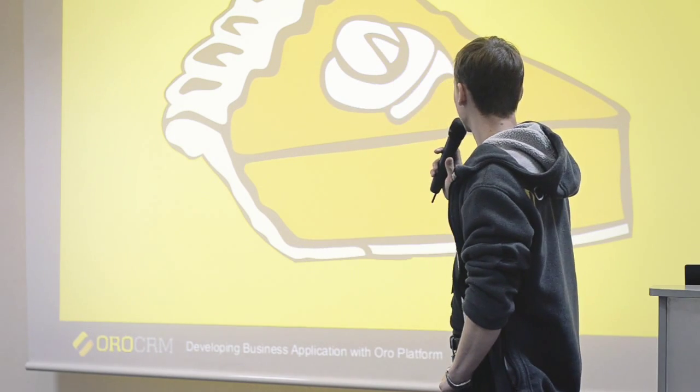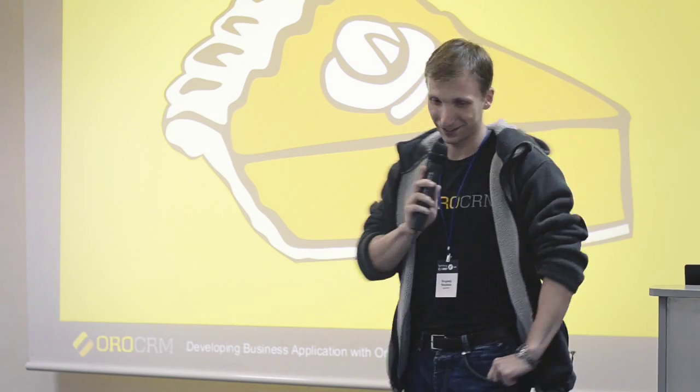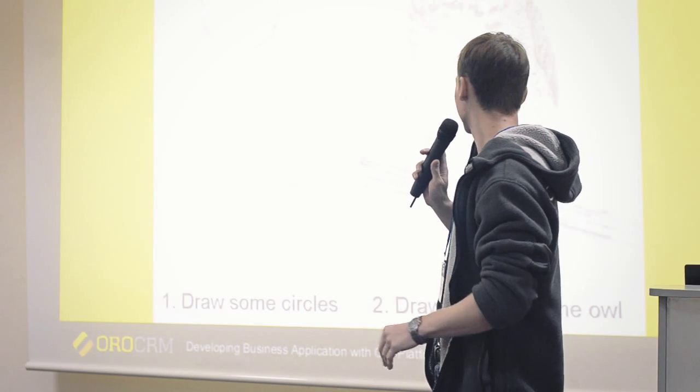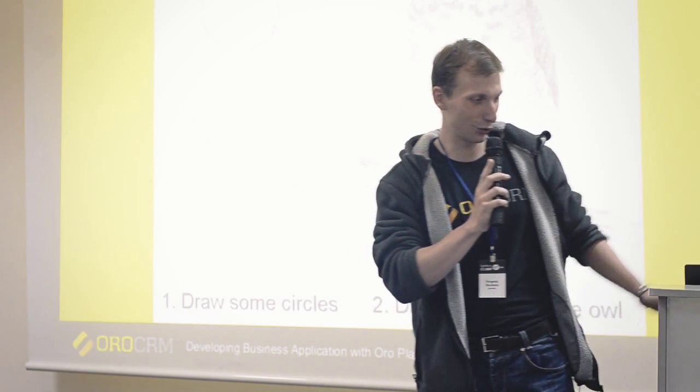The feature that was used last year in Madrid conferences is EasySpy. And I think it might be even easier. As easy as drawing: for the first iteration, you draw some basic things, and then you draw everything else. But, well, a joke is a joke.